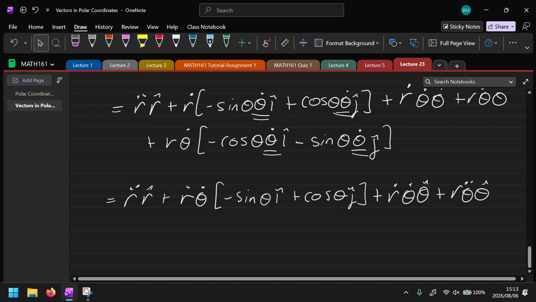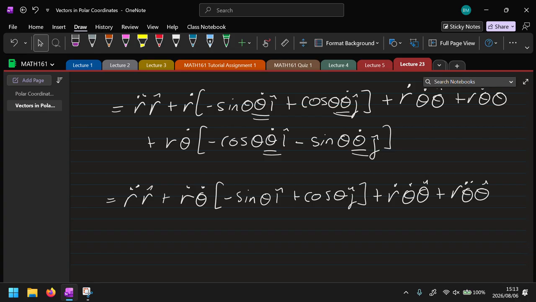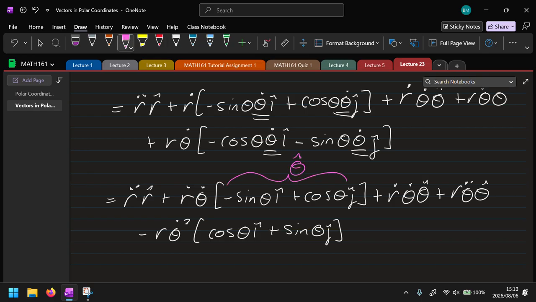Okay. And finally, here we can take out a minus theta dot. So it's going to make the plus into a minus. Okay. And we're left with cos and sine. Okay, so the first square bracket, we recognize that. That's theta hat. And the second square bracket, we recognize that one. That's r hat.